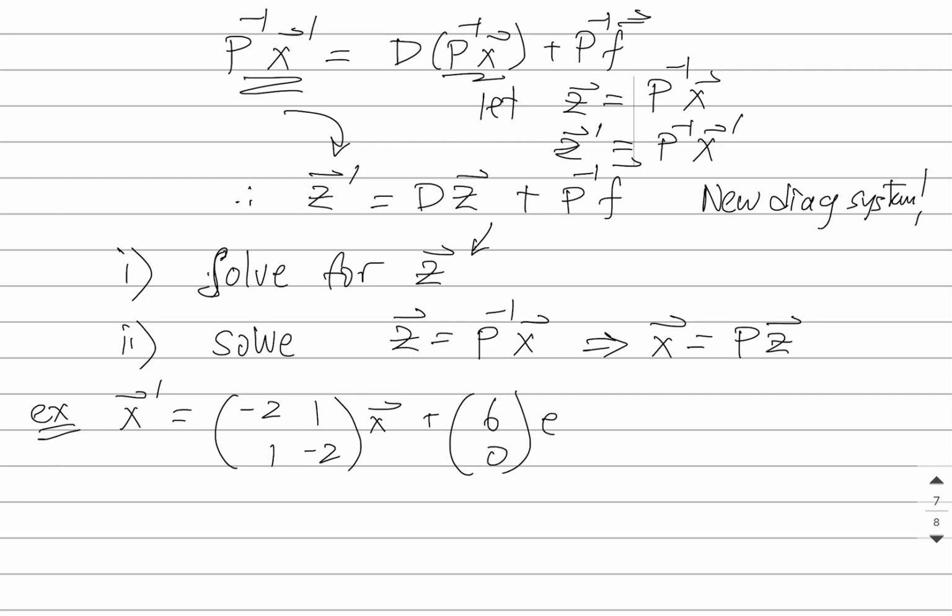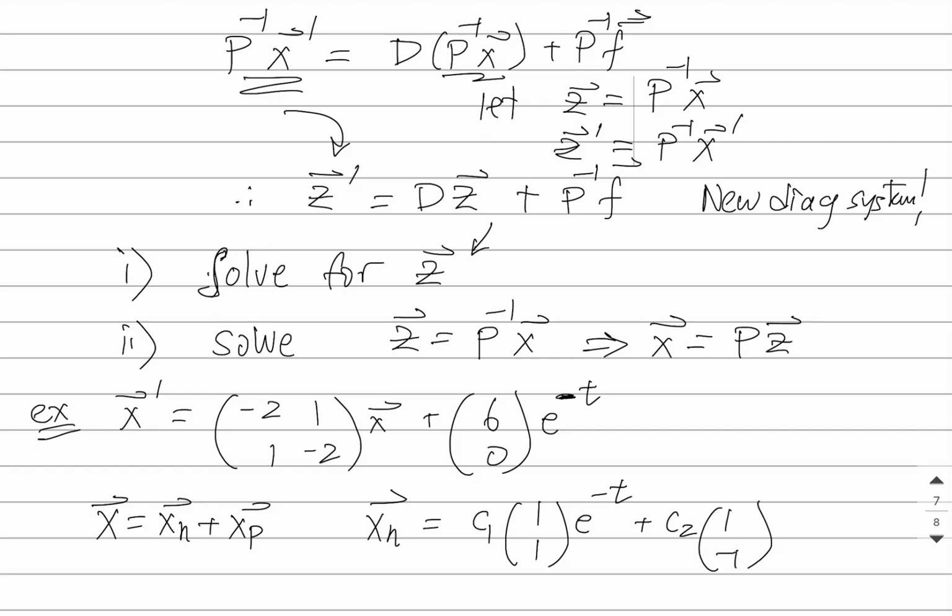So I'm going to go back to that example and hopefully try to convince you that with diagonalization, it's a little bit more straightforward. The solution here is always going to be the sum of the homogeneous and the particular. Now, we've already determined that the homogeneous solution is the following. It's C1, [1, 1], e to the minus t, plus C2, [1, negative 1], e to the minus 3t.